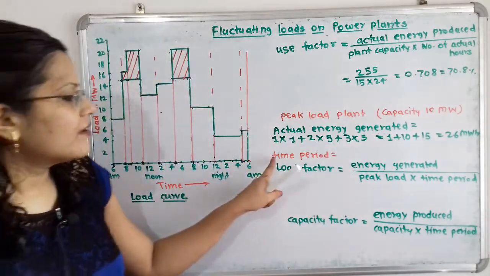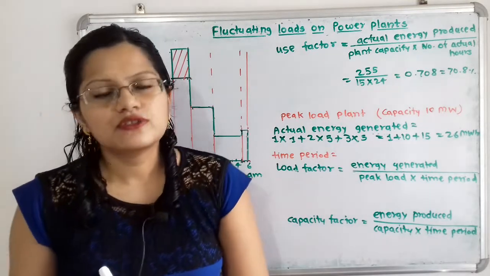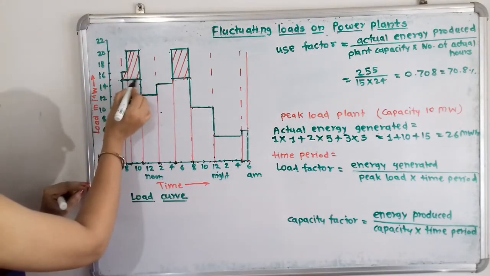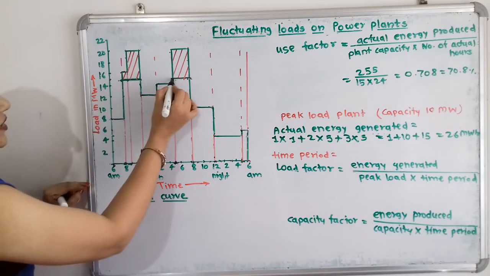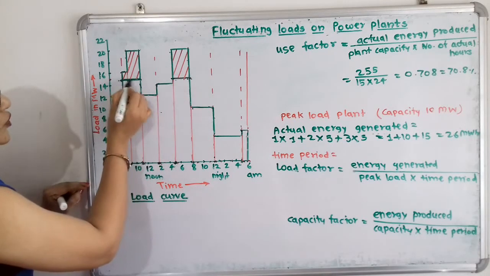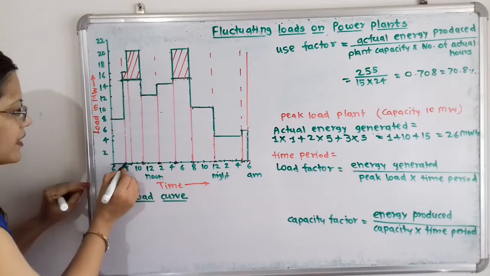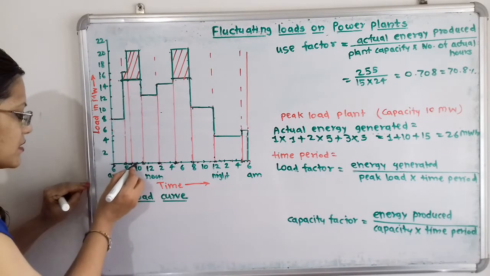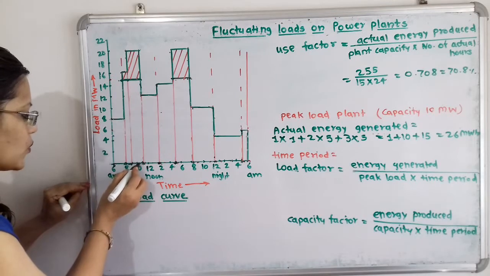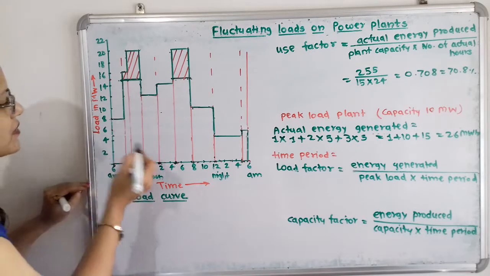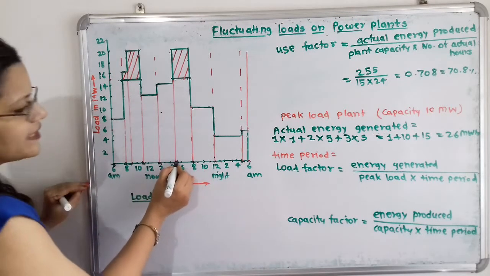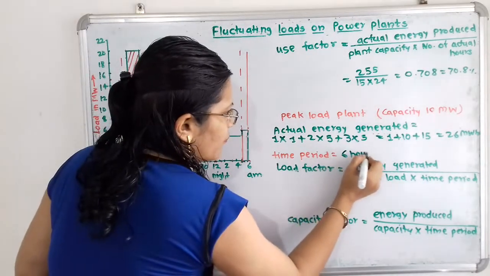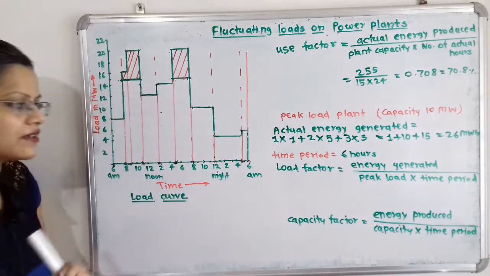Now we will find out the time period. The time period for this peak load plant is nothing but this horizontal distance. It is between 8 to 11, so here is 3 hours plus here 3 hours. So the total number of hours is 6 hours. The time period for this peak load plant is 6 hours.